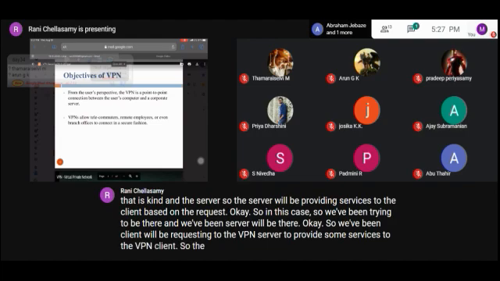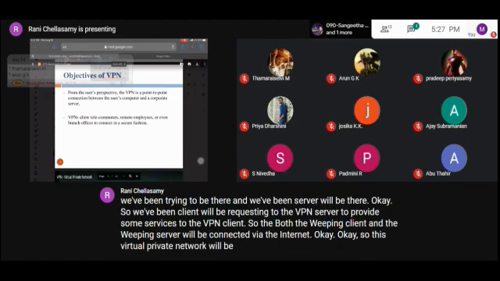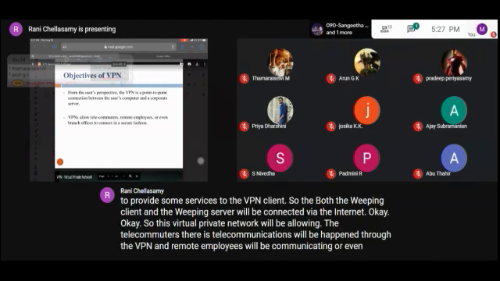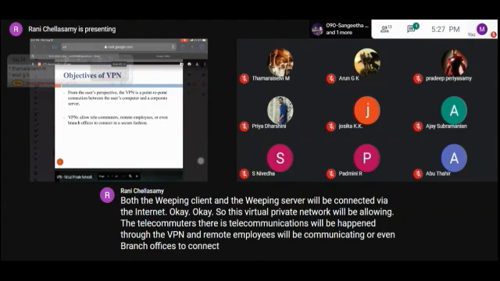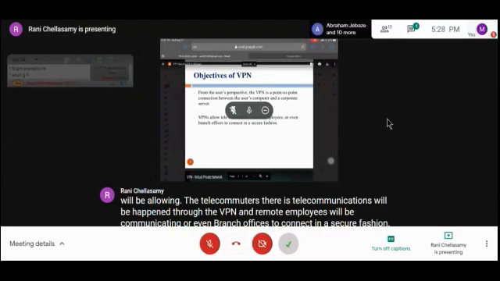Both the VPN client and the VPN server will be connected via the internet. This virtual private network allows telecommuters, remote employees and even branch offices to communicate and connect in a secure fashion. So in order to have a secure transmission of data, VPN is used. That's the main objective of virtual private network.